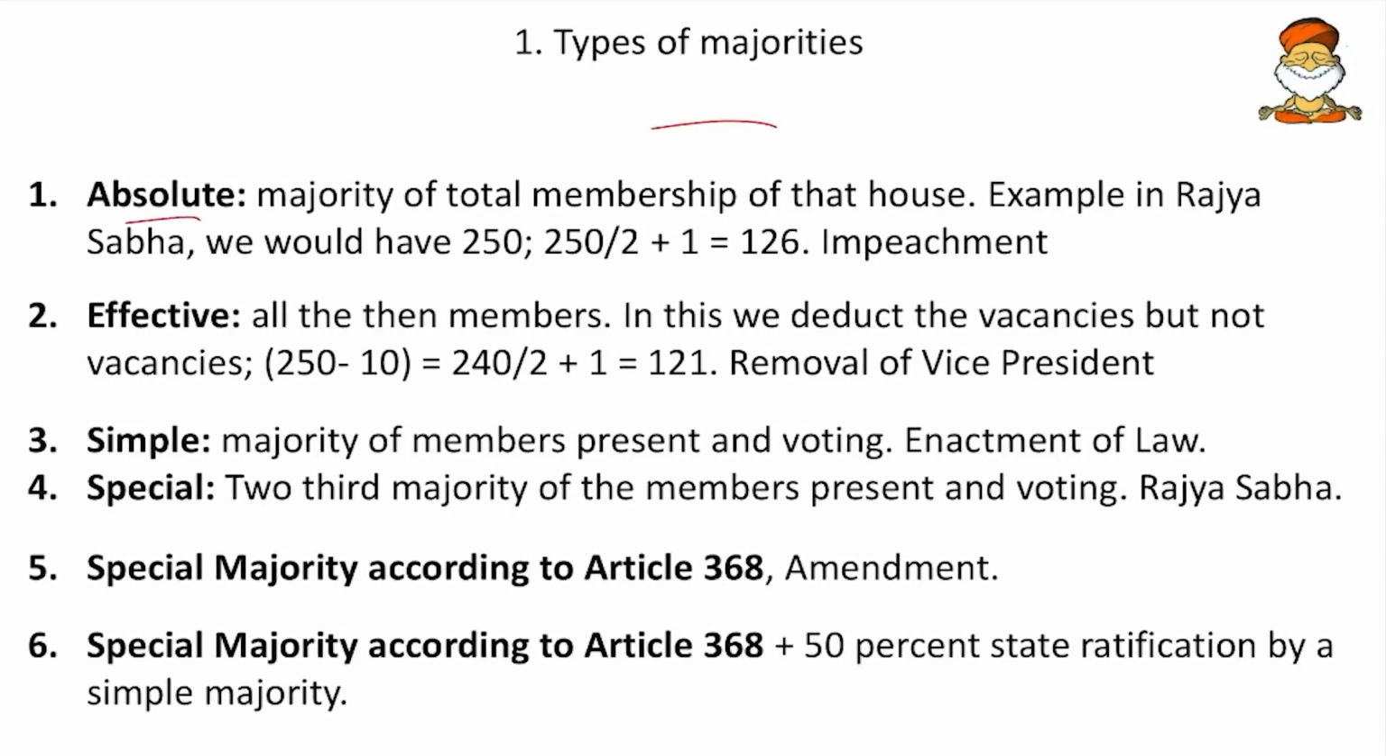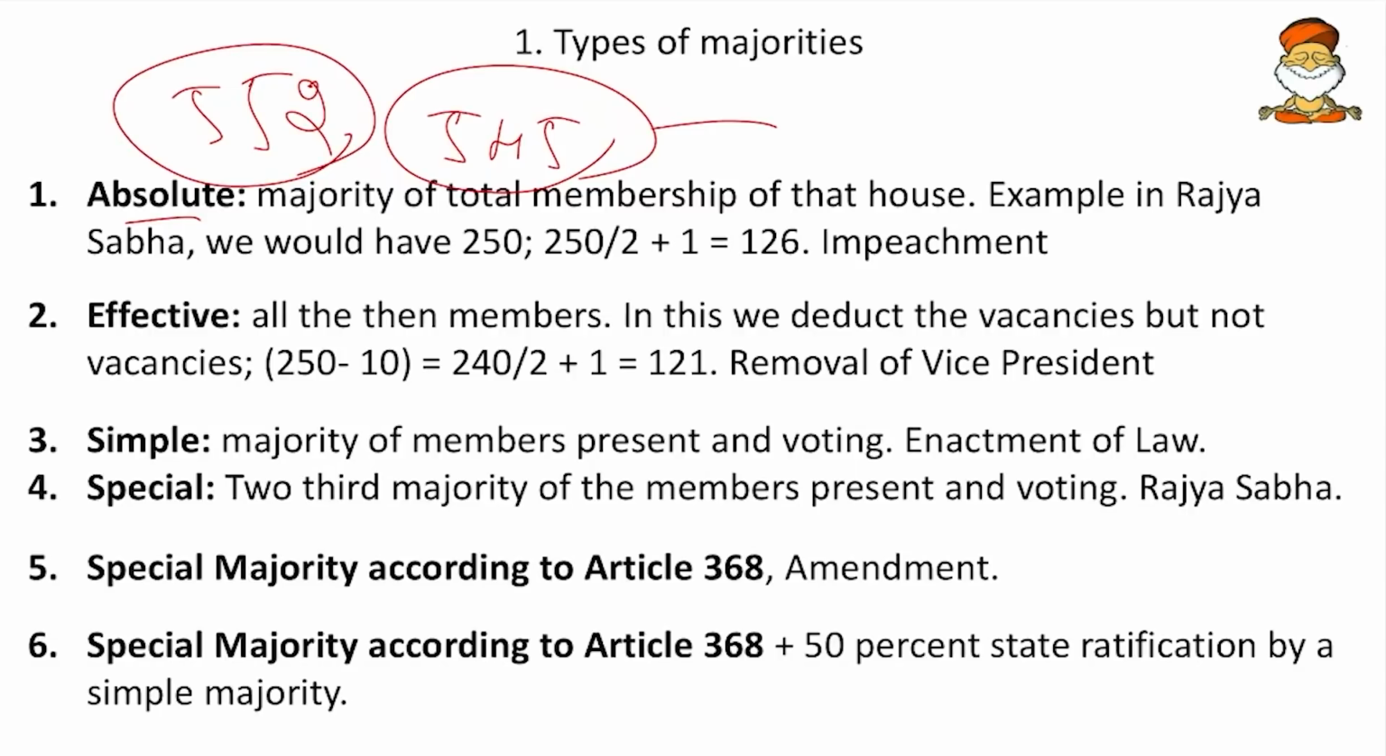So here the first comes absolute majority, that is the majority of total membership of that house. Say for example we have 545 members in Lok Sabha. So this is the number which is taken to calculate majority. According to the 2/3 or half, this number will be divided. Don't confuse with the number 552, which is the maximum strength. 545 is the current one.